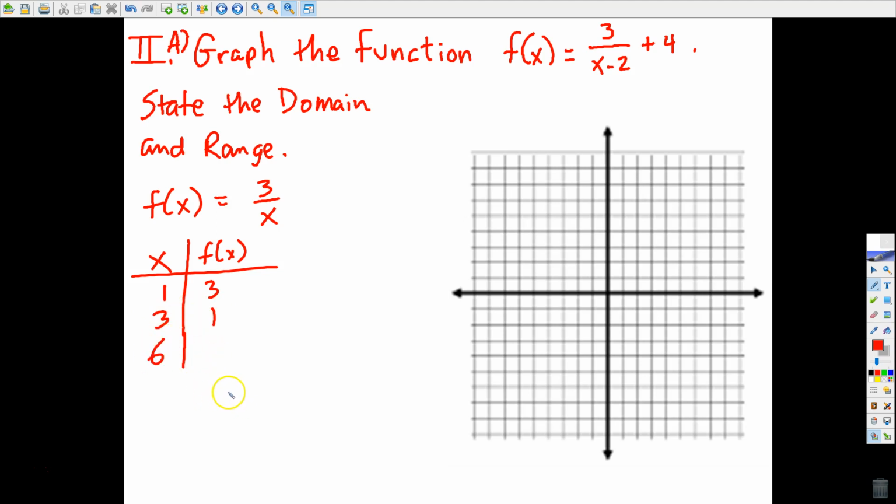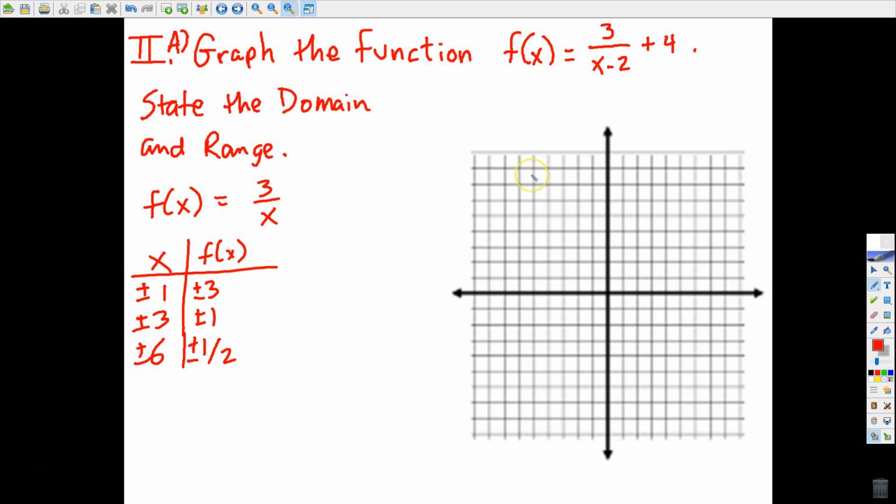I like to pick numbers that make it easy to graph, like 6. If x is 6, f of x is 1/2. And then don't forget, you need the opposites of these as well. So you can just think of these as plus minus, plus minus. Now, before you start plotting these, you need to go ahead. We have a shift. The parent has been moved, according to this, 2 places to the right and 4 places up.